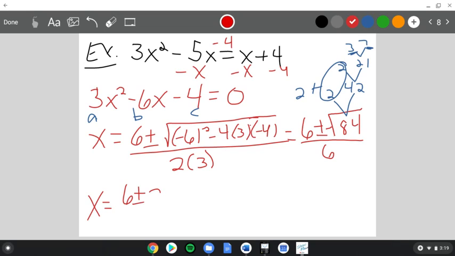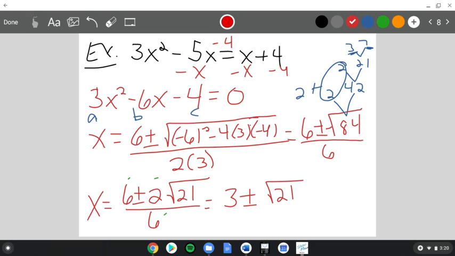X equals 6 plus or minus the 2 comes out of the house. 3 times 7 stays home. And again, look at all three outside numbers. They all divide by 2. So we reduce that down, dividing by 2. And those are two solutions. We knew we were going to have two real solutions because our discriminant was positive. So that parabola will cross the x-axis 2 times.